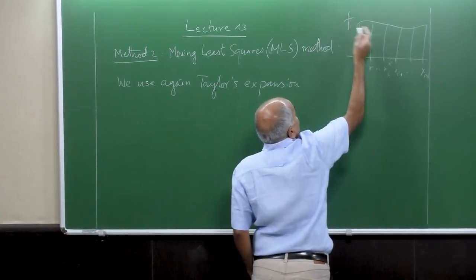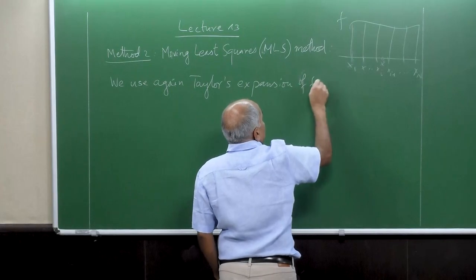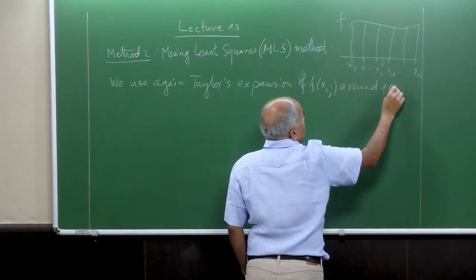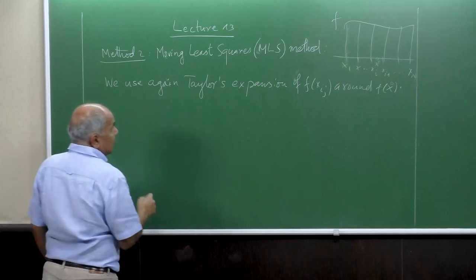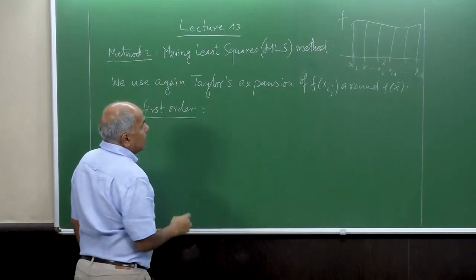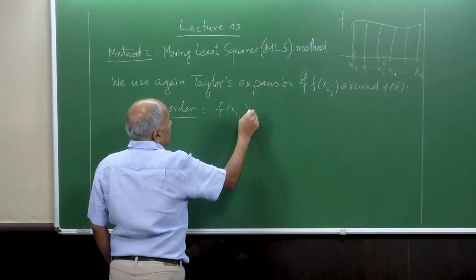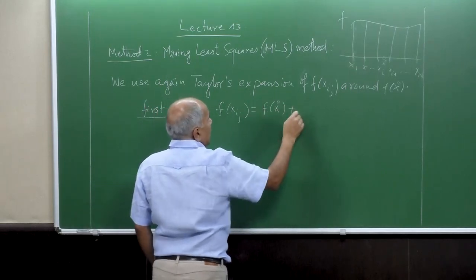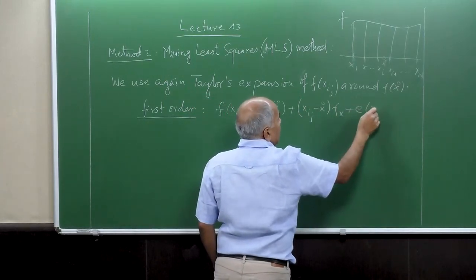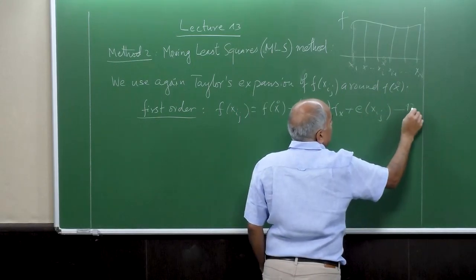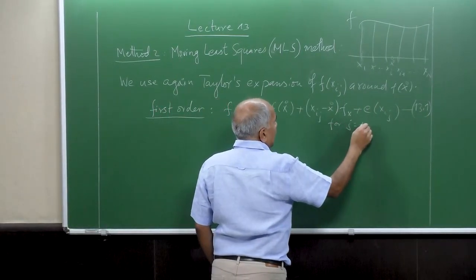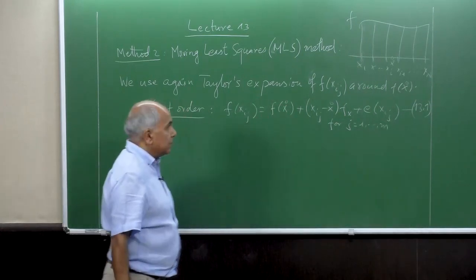So this is the function f here. It is f of xij around f of x0. So just start with the first order. f of xij is equal to f of x0 plus xij minus x0 times fx plus e of xij. So 13.1, I give number for this, j is from 1 to m. So we have m equations.